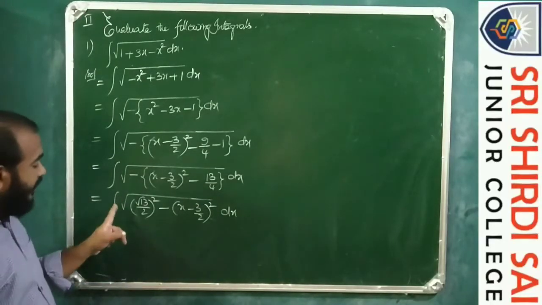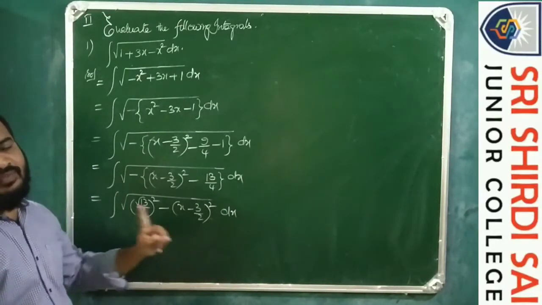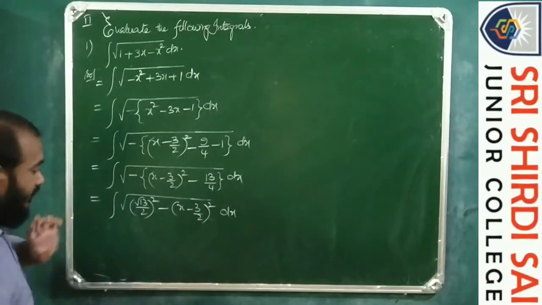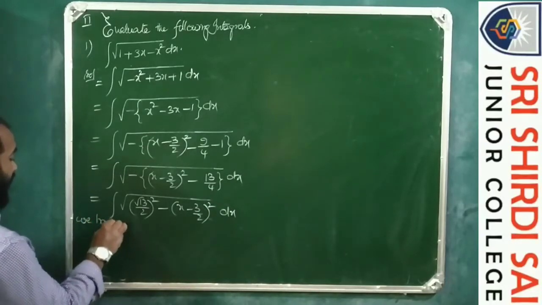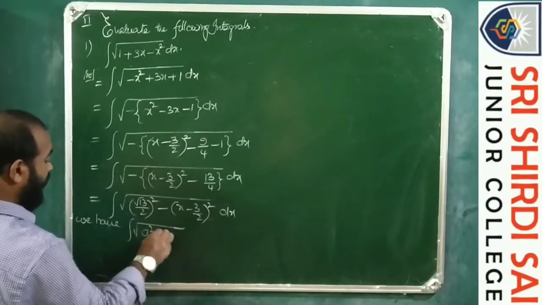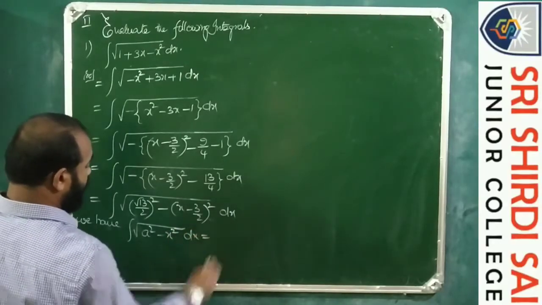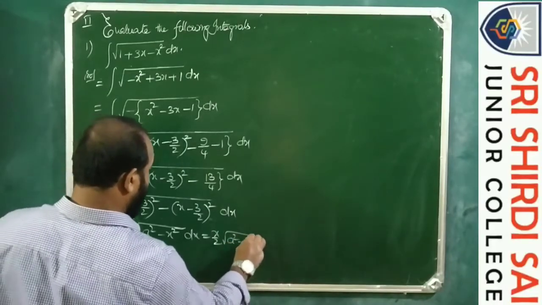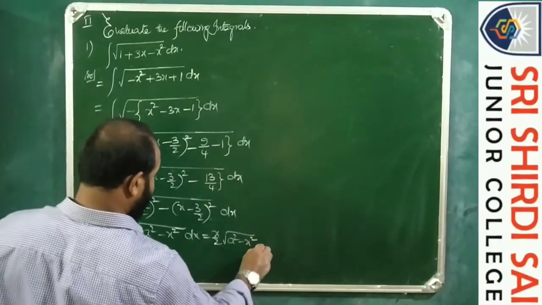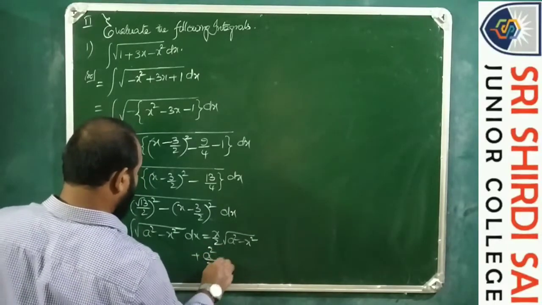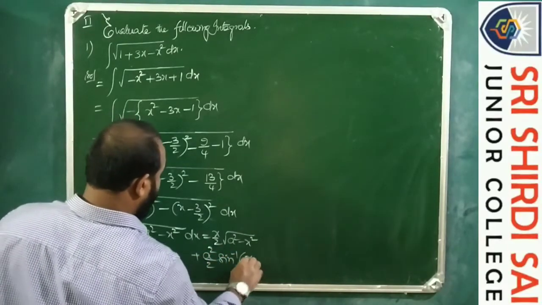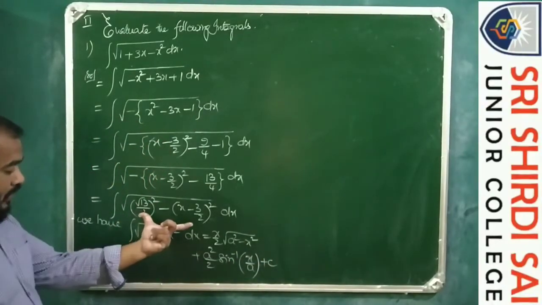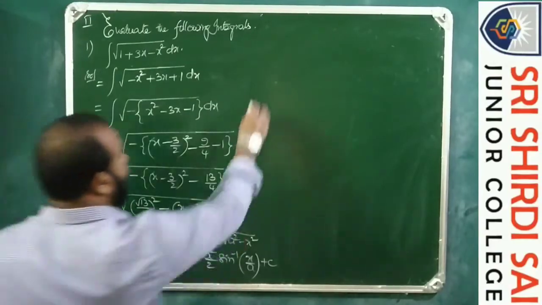So this is the integral of root of a square minus x square dx, which is x by 2 root of a square minus x square plus a square by 2 sine inverse x by a. We have the integral of root of a square minus x square dx equal to x by 2 root of a square minus x square plus a square by 2 sine inverse x by a plus c. So this formula we know. So let us apply this for this.